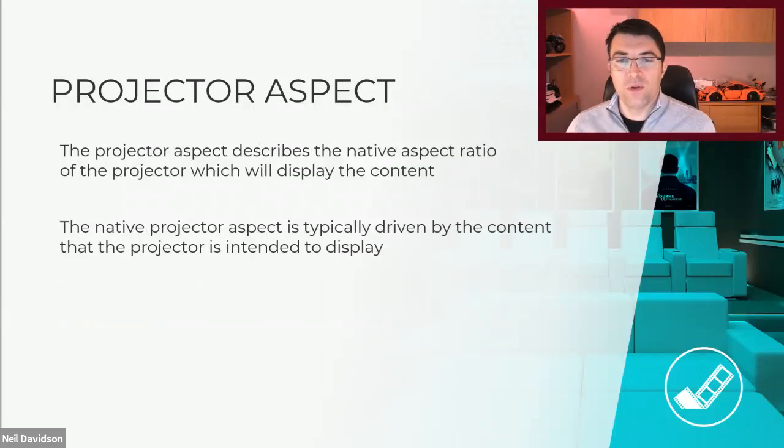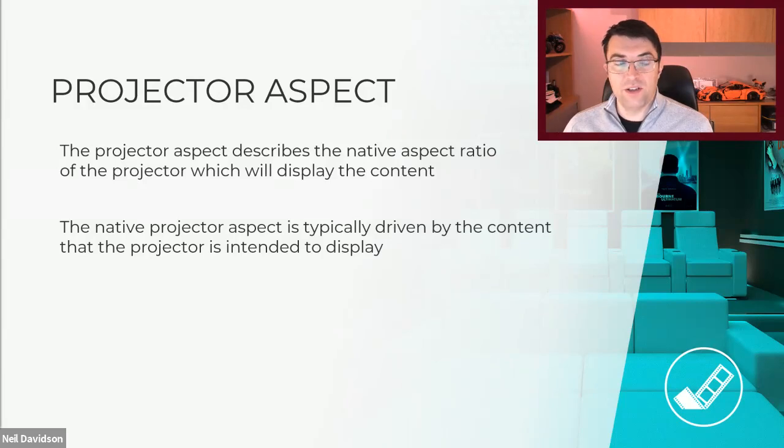Next, we come to the projector aspect. So the projector aspect describes the native aspect ratio of the projector which will display the content. Now, the native aspect of the projector is typically driven by the content that the projector is intended to display. So what does that mean? Most of our home cinema projectors will have a 1.78 aspect, okay? That's generally what they have.